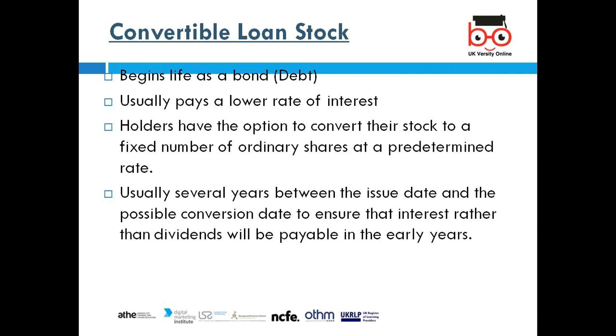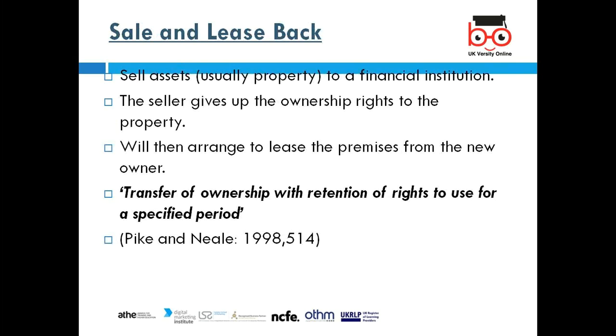Convertible loans are loans which begin life as a bond, debt, and usually pay a lower rate of interest. The holder has an option to convert their stock into a fixed number of ordinary shares at a predetermined rate, according to face value, not market value. Usually there are several years between the issue date and the possible conversion date. Maybe after 5 years, you want to convert the loan into shares. So we are supposed to pay money, but after 5 years we can pay you money or you can buy our shares. With shares, you can earn dividends as well.